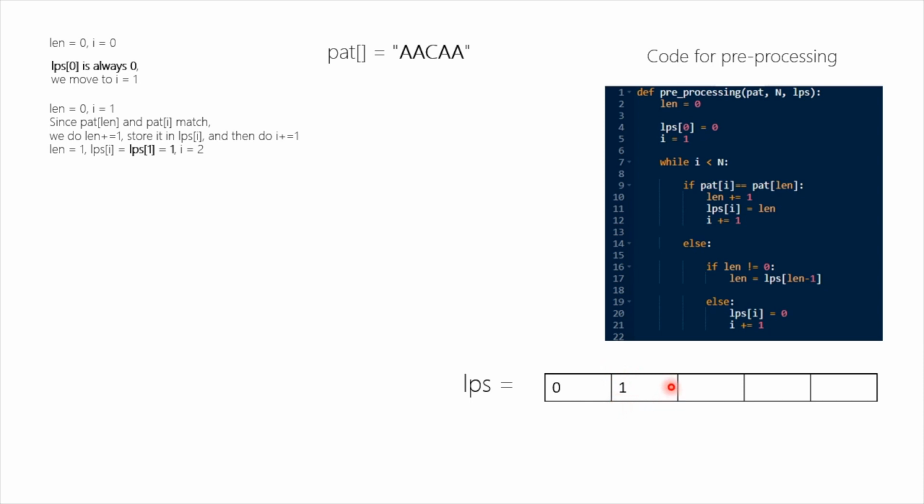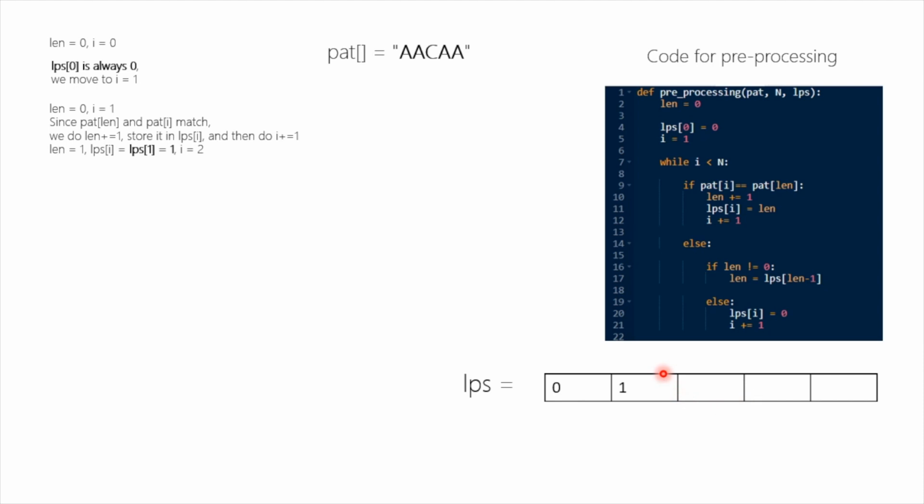Can we verify it using our proper prefix and proper suffix theory? Well, if we look at all the proper prefixes of the string AA, we see that it has two proper prefixes, which are an empty string and then the element A. Now, for the proper suffixes, it has an empty string and again an A. So, A is the longest common proper prefix and suffix and its length is 1. Hence, the value of LPS at index 1 as 1 is verified.